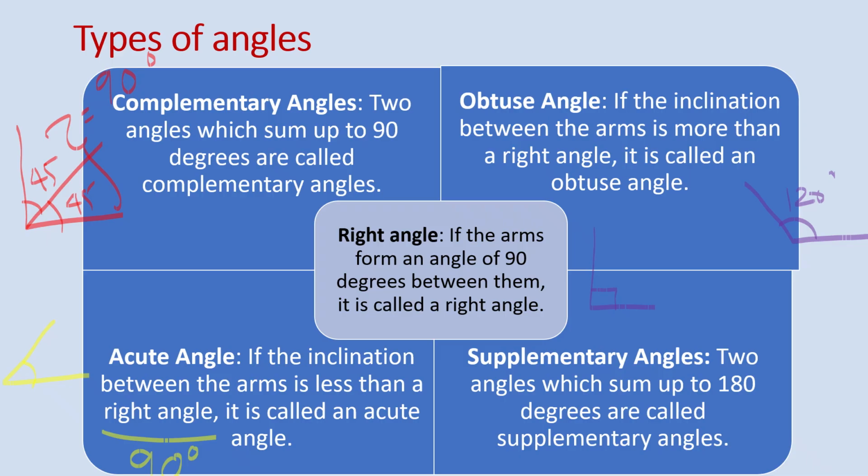And the next we have is the supplementary angle. If you have two angles and when you add them, they should add up to 180. Let's just say here I have 120 and here I have 60. So when I add both of them, I should get a sum of 180. Then I can say these two are supplementary angles.